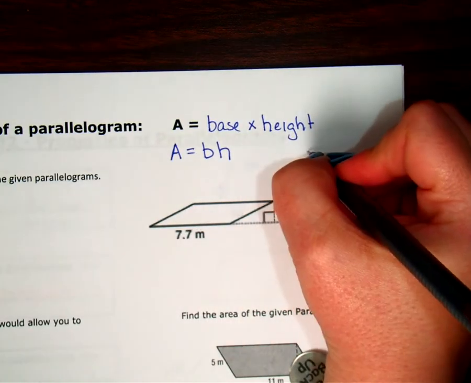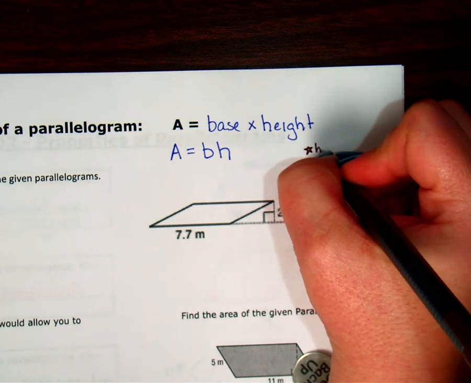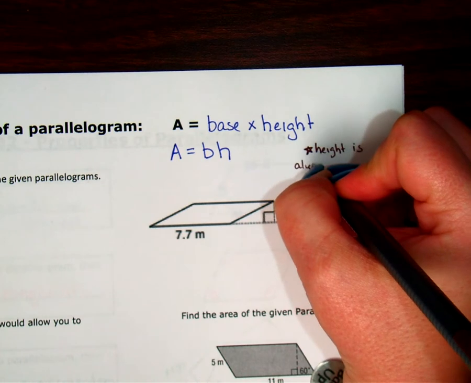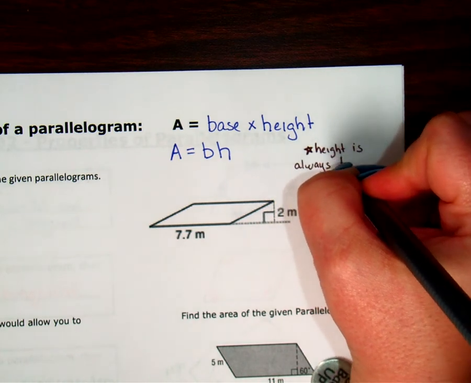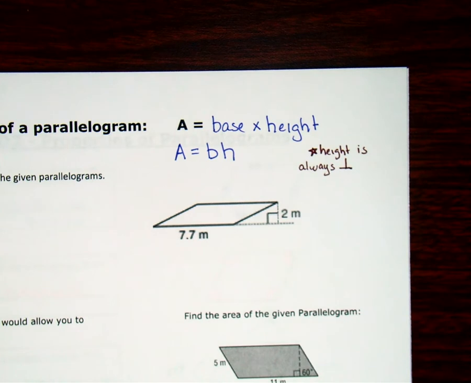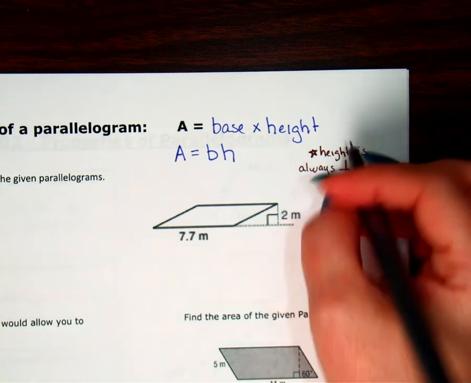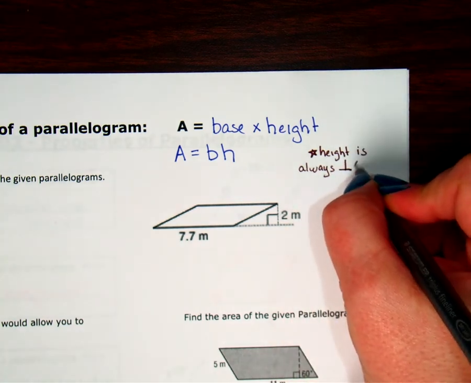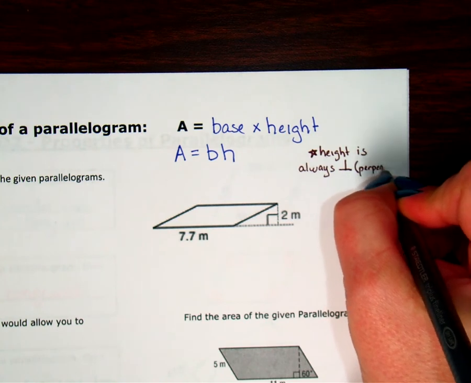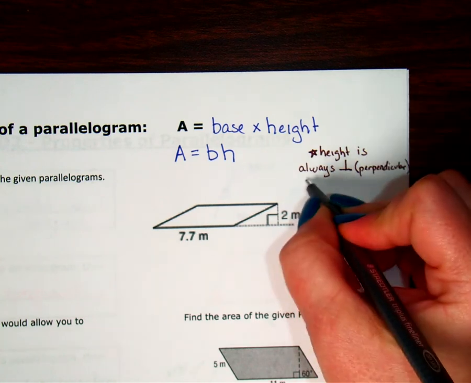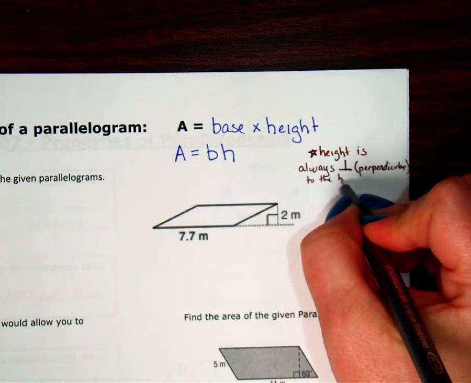Remember your height, this is important, the height is always perpendicular. That upside down T means perpendicular. If you don't know that, you need to learn it because we've said it so many times. If you don't know that, you need to write the word perpendicular next to that symbol so that you can learn it. Always perpendicular to the base.